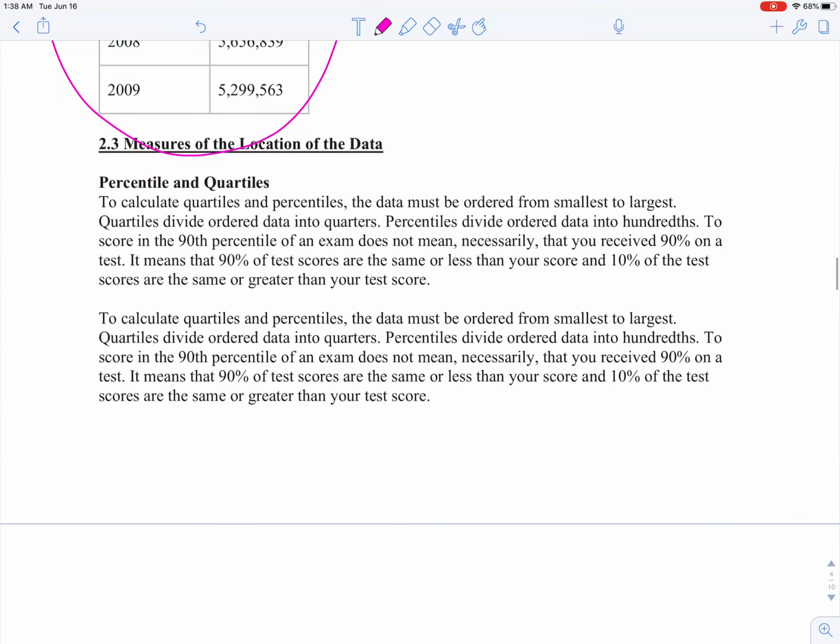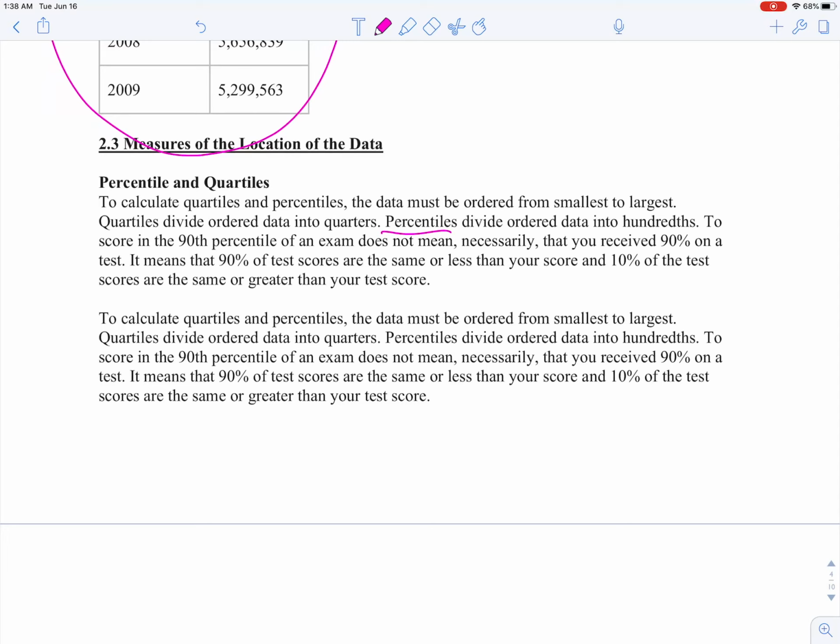All right, so let's see. Next section here, 2.3, measures of the location of the data. All right, so a few things we have are percentiles and quartiles. To calculate quartiles and percentiles, the data must be ordered from smallest to largest. In other words, you'll have a data set, and I'll show you in a minute. You want to make sure you put all those numbers from lowest to highest, left to right. Quartiles divide the ordered data into quarters, quartiles, quarters. Percentiles divide ordered data into hundredths.